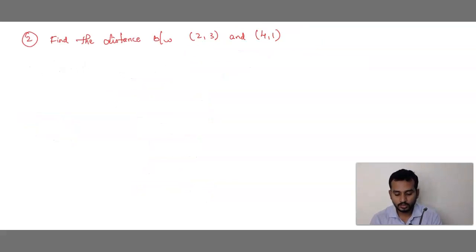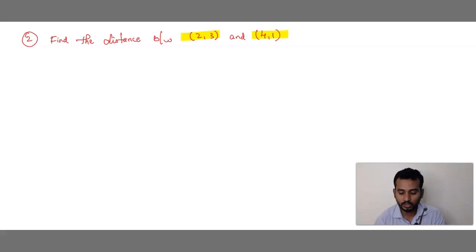See children, next question number 2. Find the distance between 2 comma 3 and 4 comma 1. Here we can see, if we compare the previous problem and this problem, in the first the coordinates were 0 comma 0, that is origin, and the second coordinates had been given. But in this case, he has given both the coordinates.